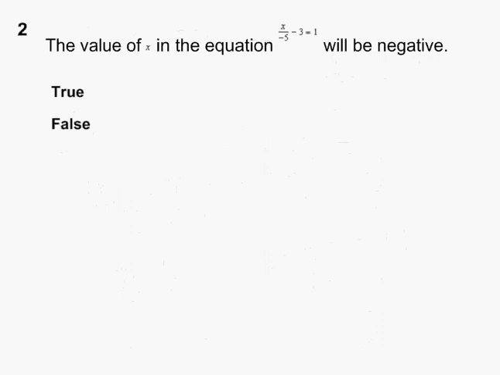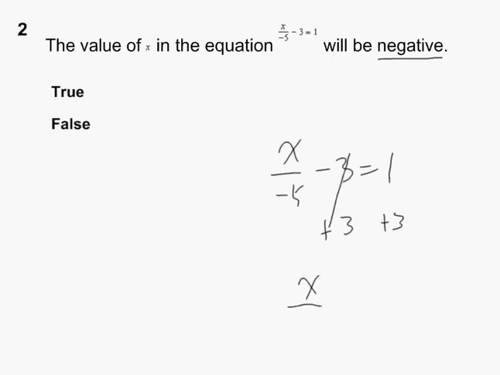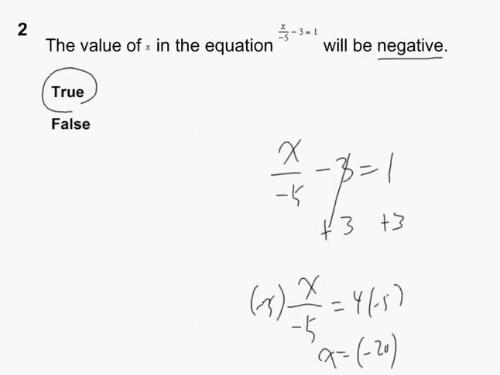Question 2 says the value of x in the equation, a negative fifth of x minus 3 equals 1, will be negative. Well, in order to find that out, I have to actually solve it. So I'm going to add 3 to both sides. A negative fifth of x equals 4. Multiply both sides by negative 5, and x will equal negative 20. So the answer is true. It will be negative.